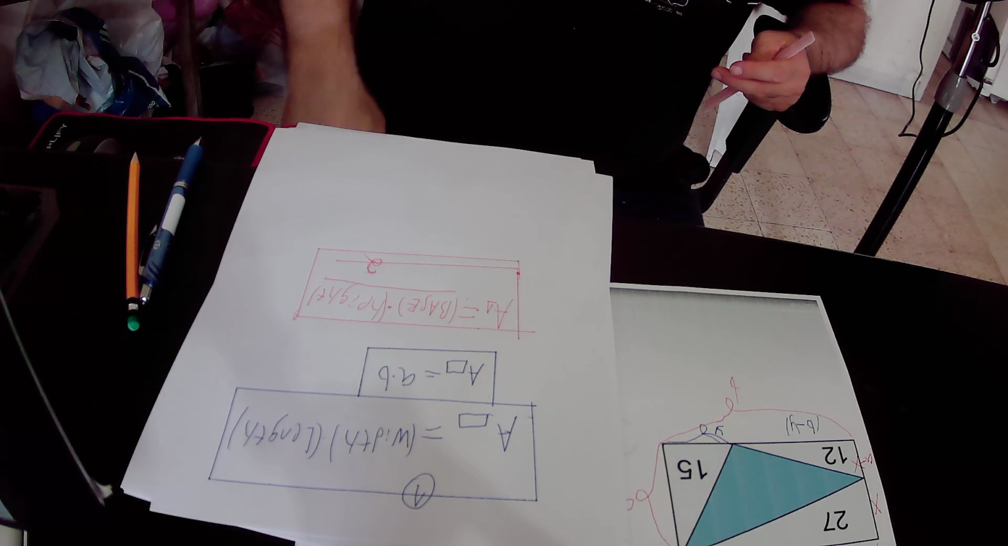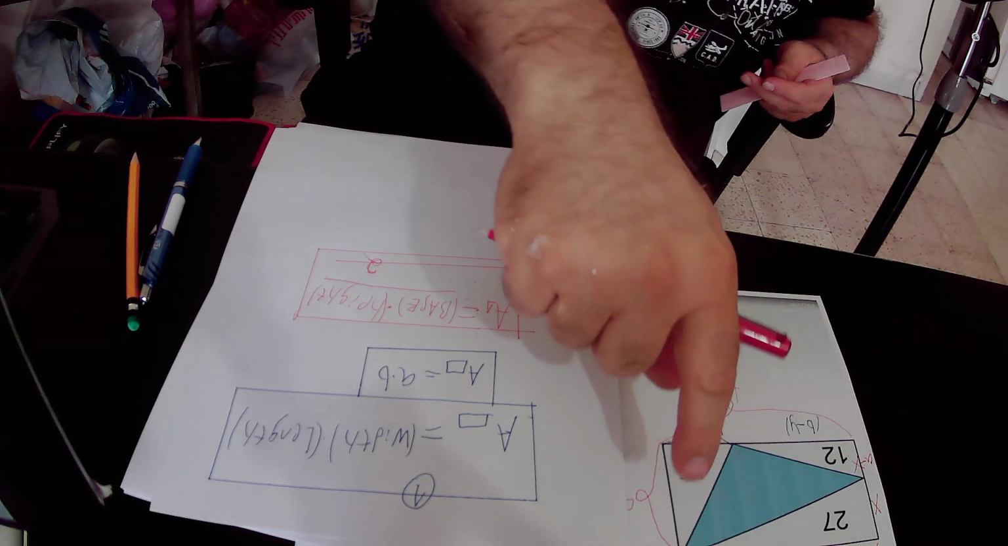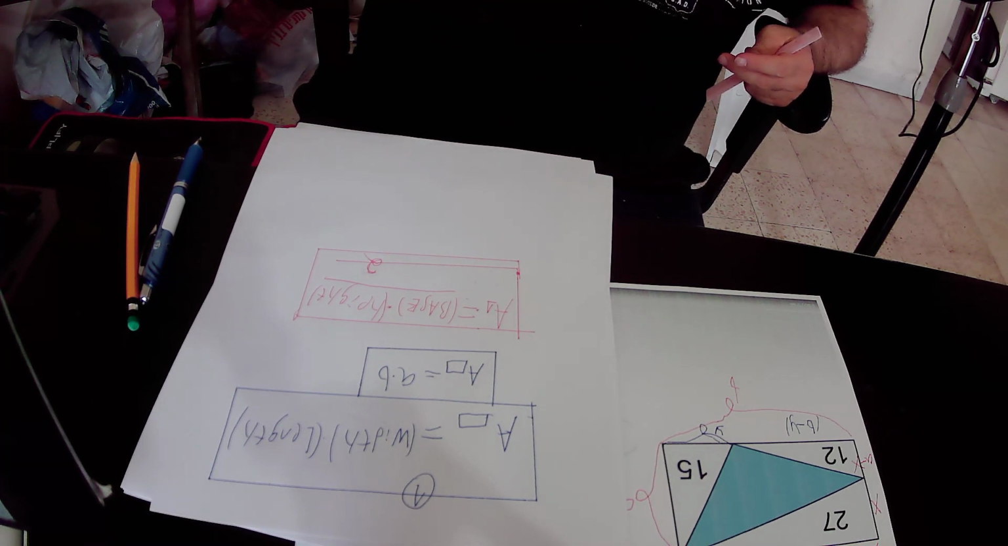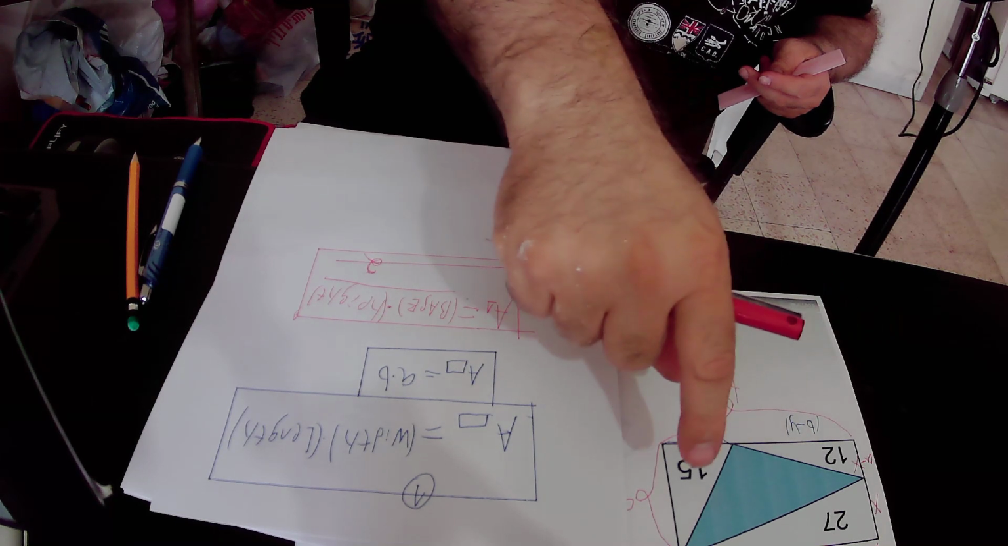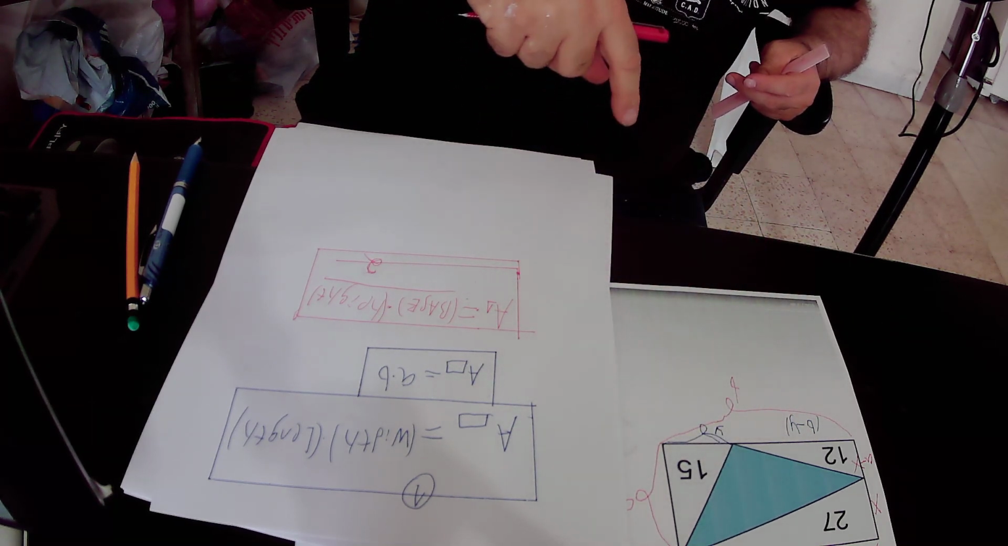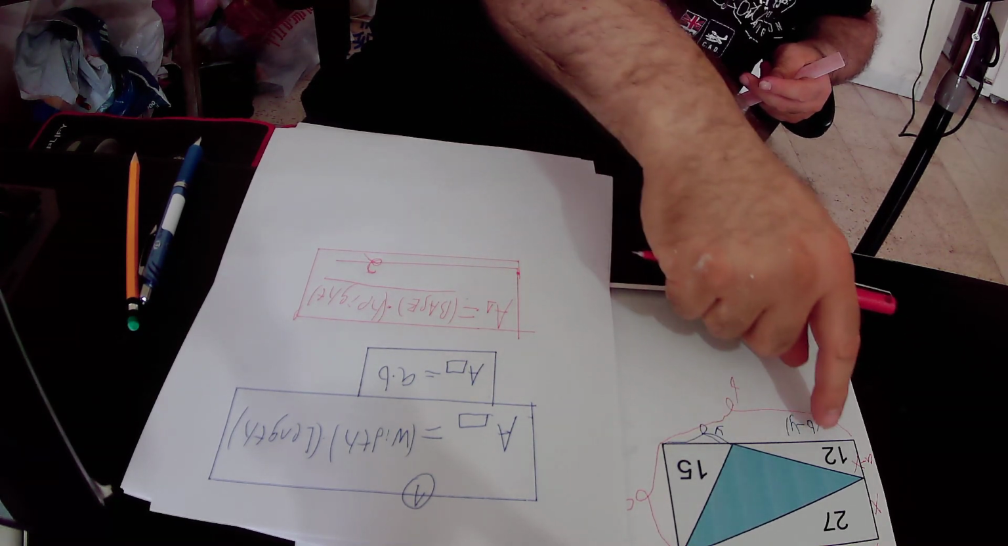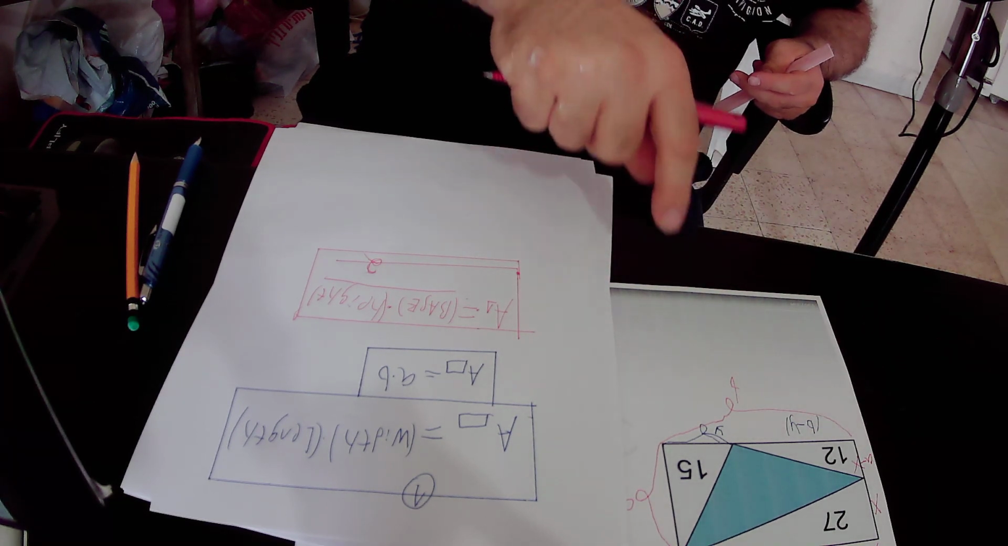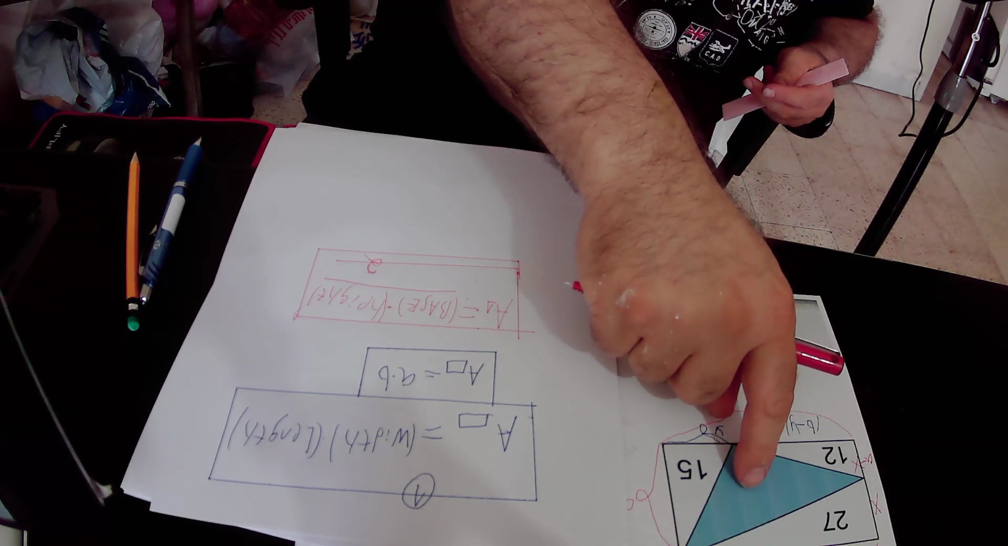And after we know the area of this rectangle, as I already told you, we will subtract from the area of the rectangle the sum of the areas of the three triangles, and we will get the area of the blue triangle.